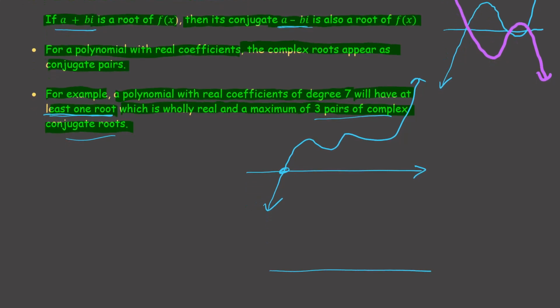However, what you could have is a situation where it does something like that, maybe a little wiggle, and we can then see that we have 3 real roots, and that means we must have 4 complex roots, or 2 pairs.